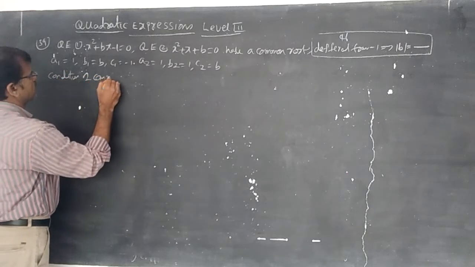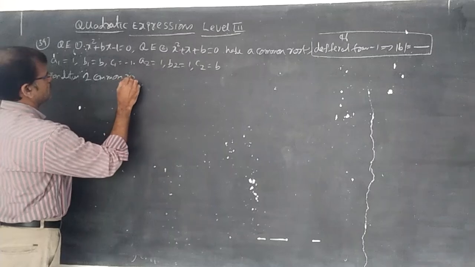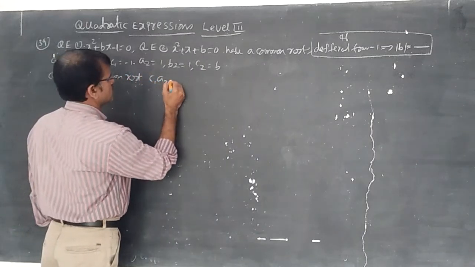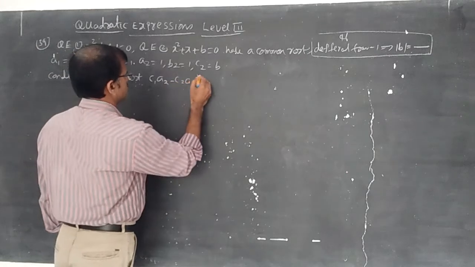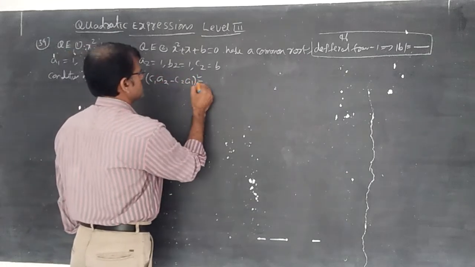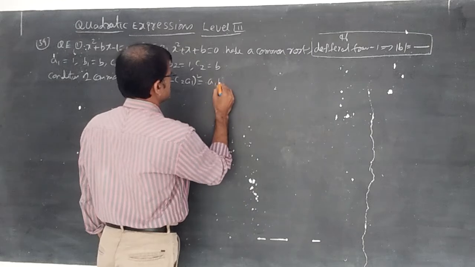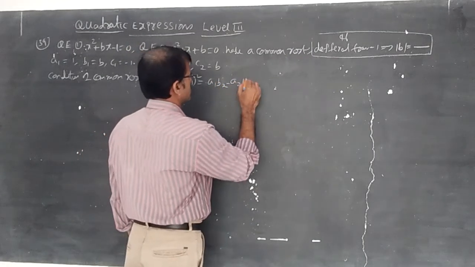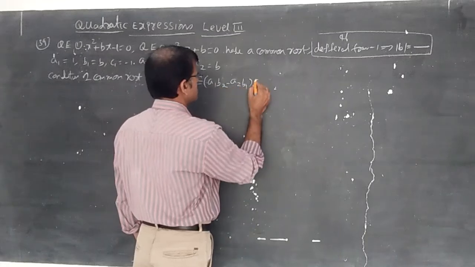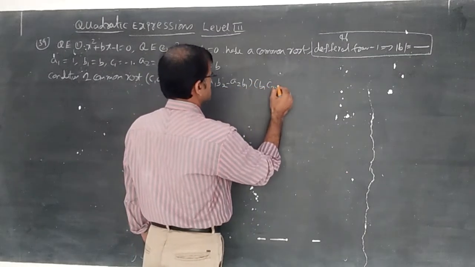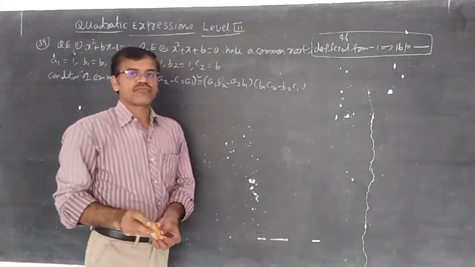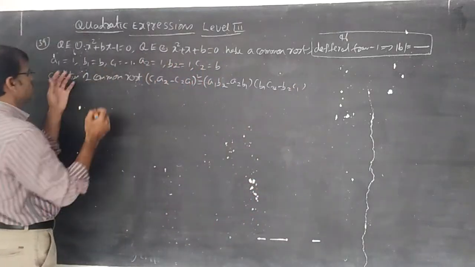Condition of common root. The condition of common root concept is (C1 A2 minus C2 A1) whole square is equal to (A1 B2 minus A2 B1) into (B1 C2 minus B2 C1). This is the formula. It depends upon this, and everything I had written we can apply here.